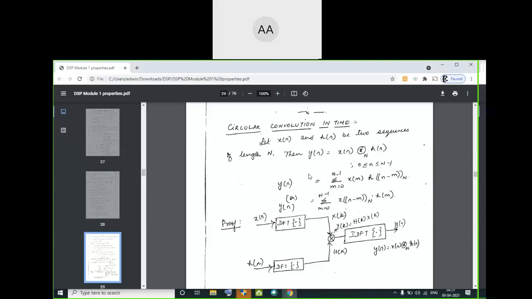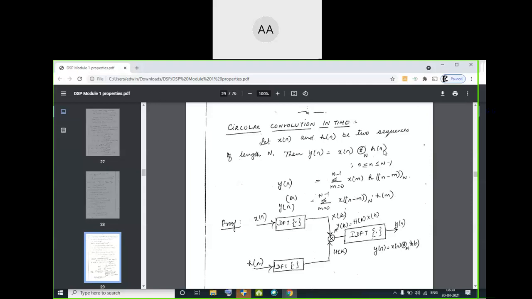Next is circular convolution. I need to write and show it for a problem. Just have a look at this circular convolution. You all know how to do linear convolution. If you draw a table kind of a thing, you can do your linear convolution very easily. Similarly, you can do your circular convolution also. We will see how to do this.